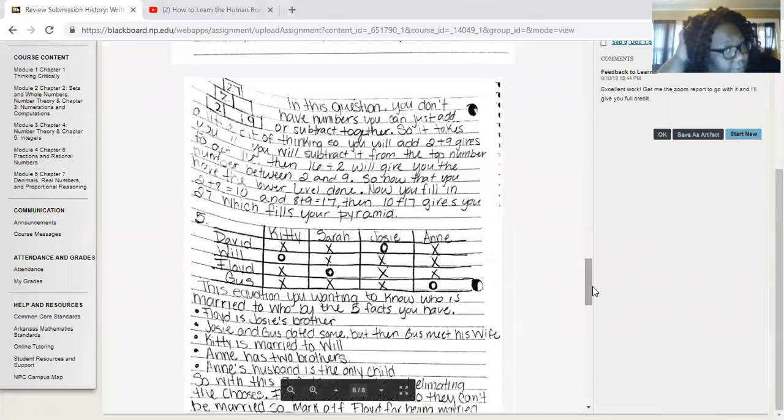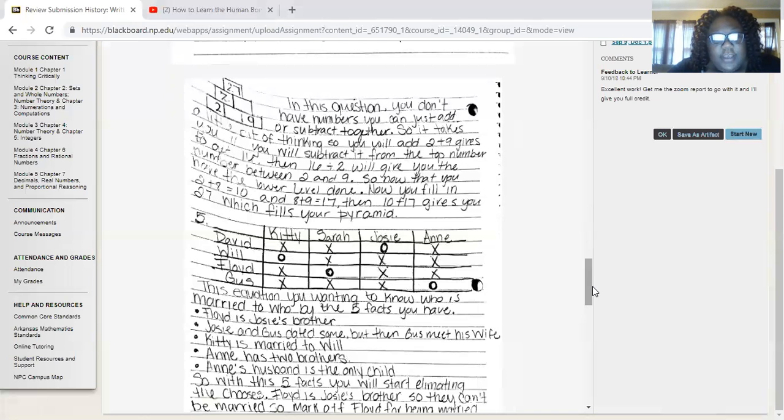Also, you will do the same for this one. In this question, you don't have that many numbers to go off of, so you can just add or subtract together. It takes a little bit of thinking. You will have to add 2 plus 9, which gives you 11. You will subtract it from the top number to get 16. Then 16 divided by 2 will give you the number between 2 and 9.